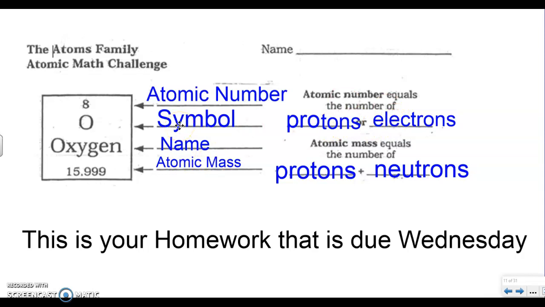The symbol for oxygen is O. We always use a capital letter for the symbol, and if the symbol has 2 letters, capital first, the second letter is always lowercase. Finally, we have the mass. For most of our math, we're going to have to round that to a whole number. In that case, we'd have 16.